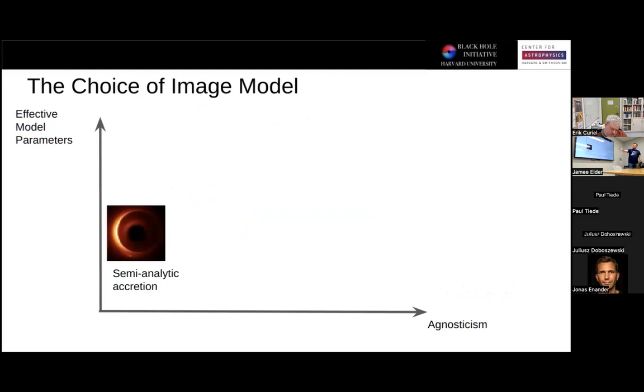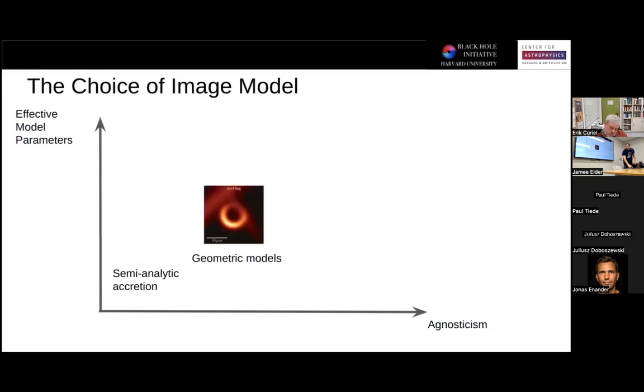So at the bottom of this agnosticism plot, I've got a small number of parameters and very not agnostic. I view this as something like a semi-analytic accretion model. Here I'm picking a really simple accretion model around a black hole, some geometric structure. Daniel has done a lot of work on this. It's really interesting, but you're assuming a lot here. I'm assuming GR, some specific space-time structure, some radiative transfer model. I'm building a lot of physics into this.